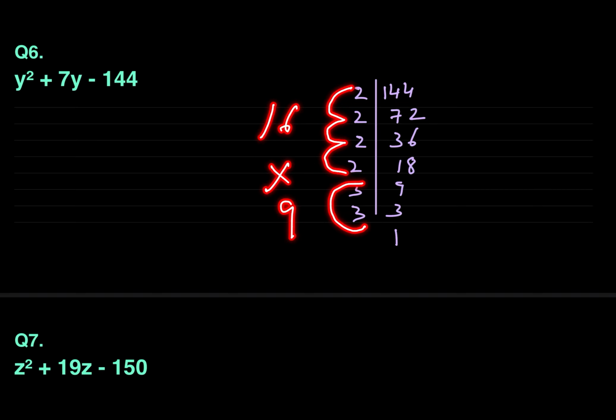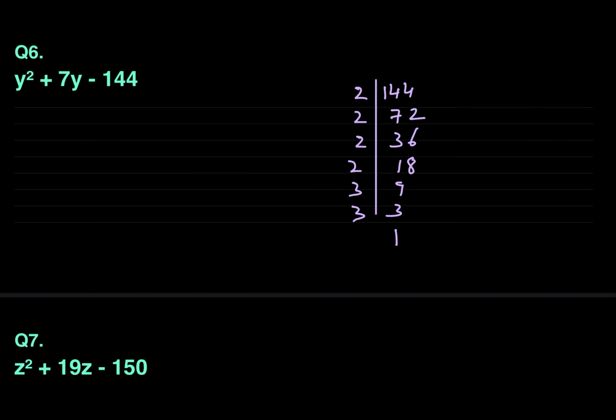and 16 minus 9 is 7 guys, and this is how we are going to get this. We need negative 144. So one has to be plus, one has to be minus, and we need a positive sign here. So the greater number will get the positive sign, the smaller number will get the negative sign. So plus 16 minus 9.